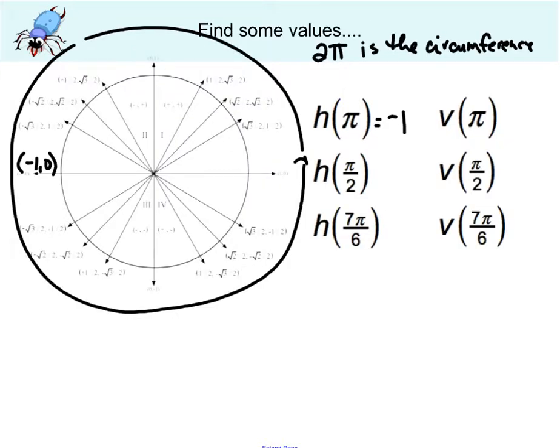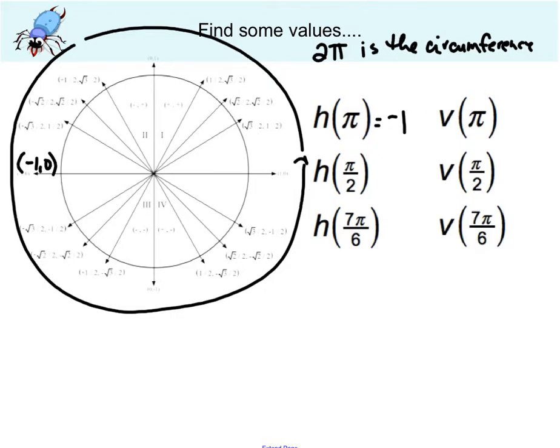Now, I'd like to find some values, just like we did before. H is the horizontal, or the x-coordinate at time t. V is your vertical coordinate, or the y-coordinate at time t. So you'll notice that the circumference of my circle is 2 pi. So when I want to find h of pi, that's the amount of time it takes the bug to walk 180 degrees, or halfway around the circle. So my horizontal coordinate is -1. It's this x-coordinate there. And my vertical coordinate there is 0.